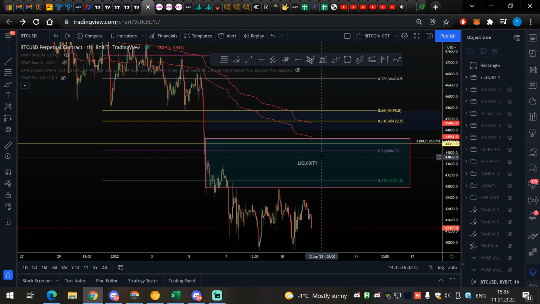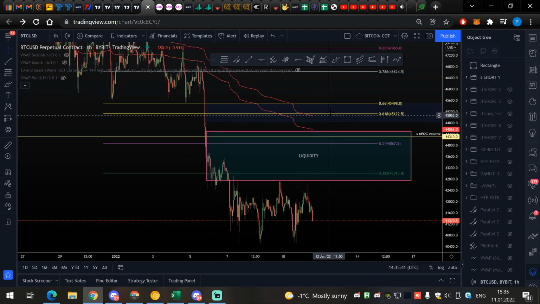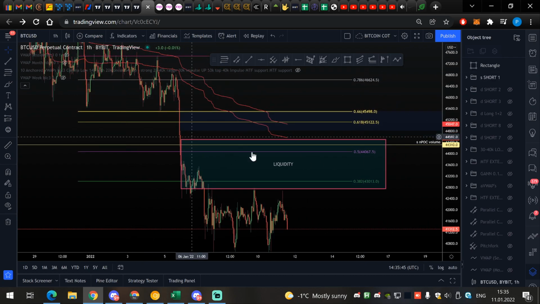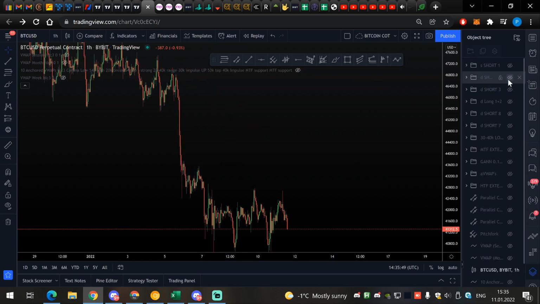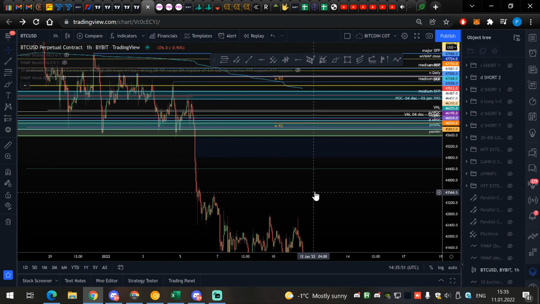Yes, you have single prints here, so you really want them as resistance. If you start filling them, then your setup can be validated very easily. So I can leave them here. And now we have a more high probability trade here.